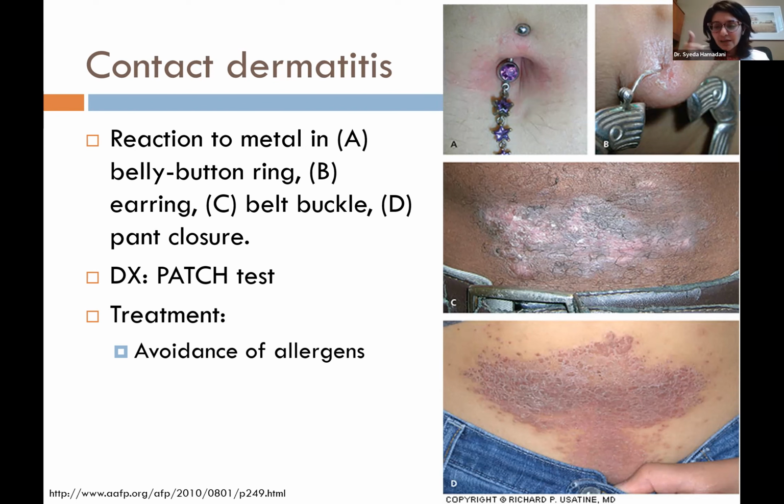But again, identifying the trigger and then avoiding that trigger is probably our mainstay treatment. Sometimes you do have to prescribe antihistamines or topical steroids to help with the acute symptoms as well. And if it's really severe, sometimes oral steroids.